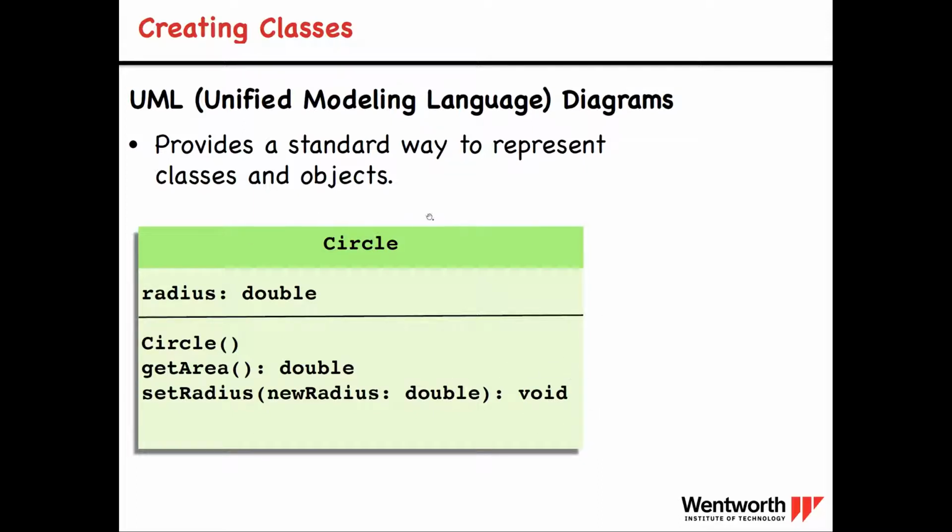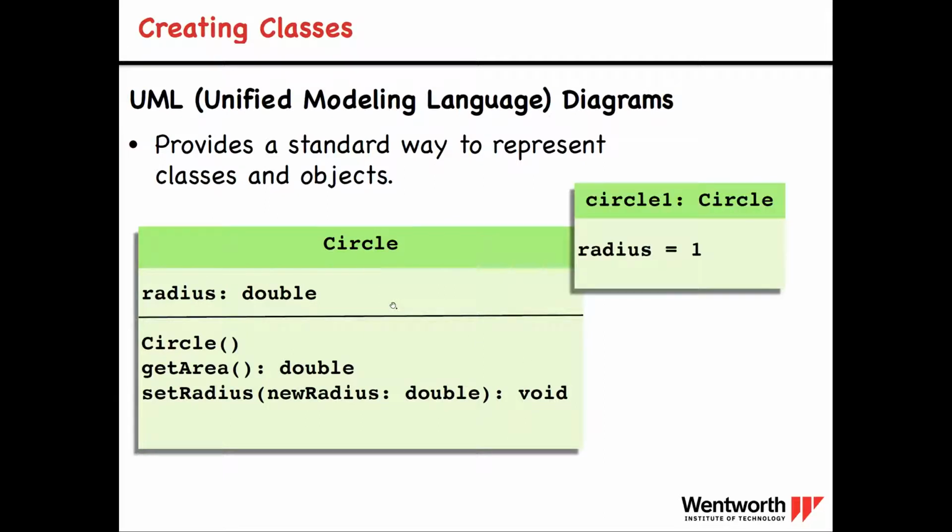So this would be the diagram for that class that you just saw. If we instantiated an object from that class in UML, it would look like this. It would be the name of whatever the object was, so circle1, and it is a circle, and it has a radius value of 1. So if we created an object, this is what it would look like. So UML is very common.